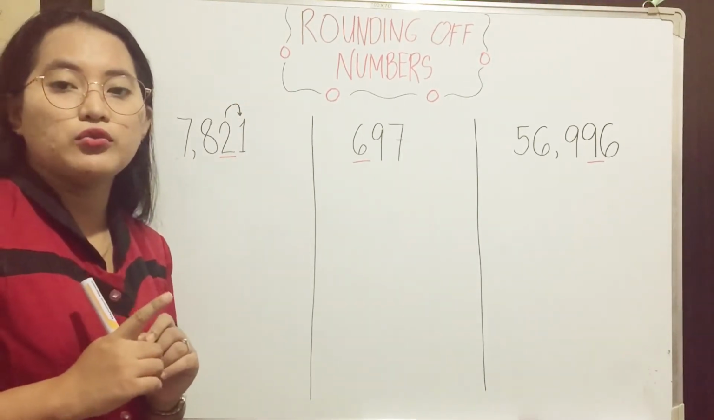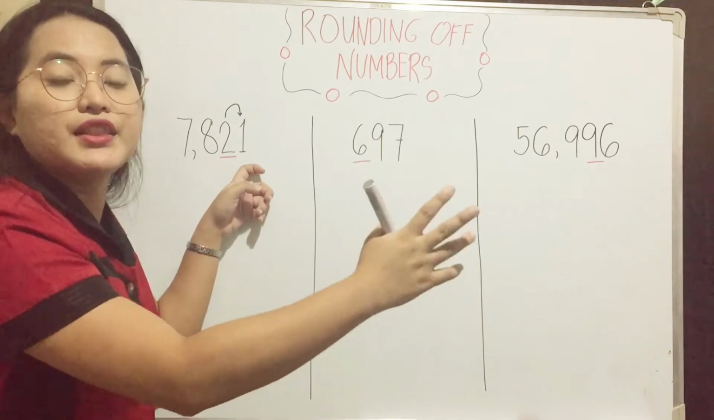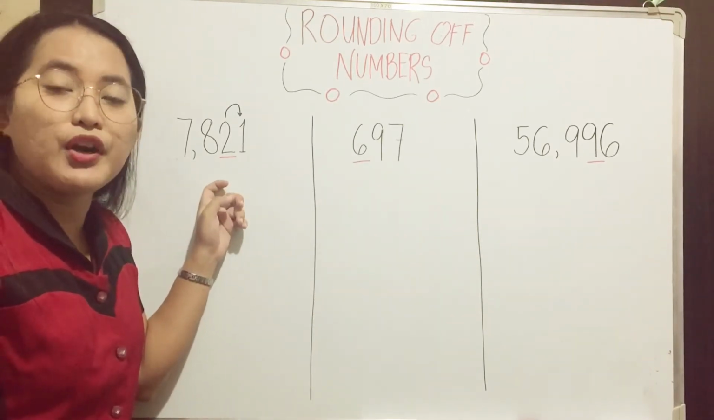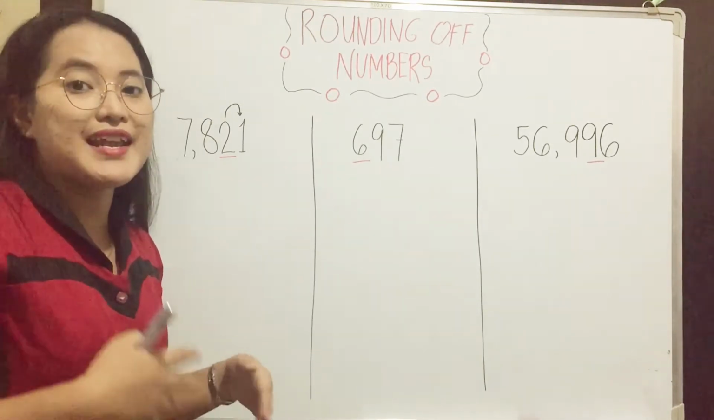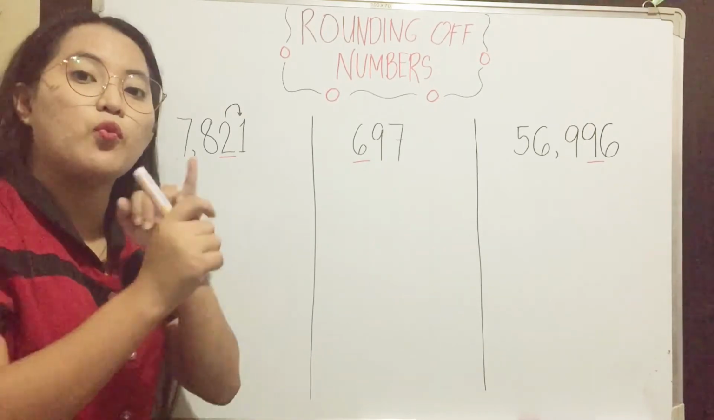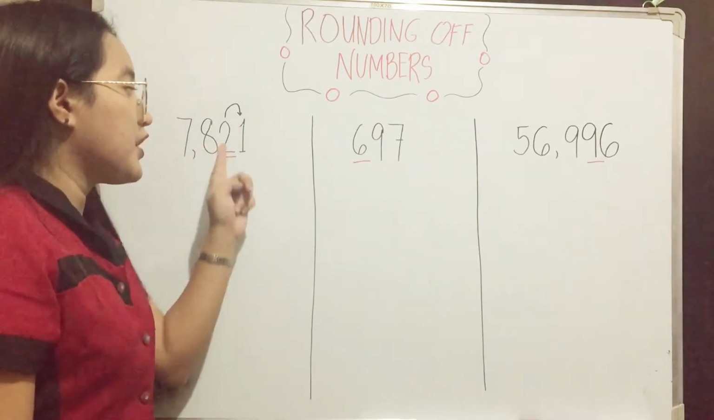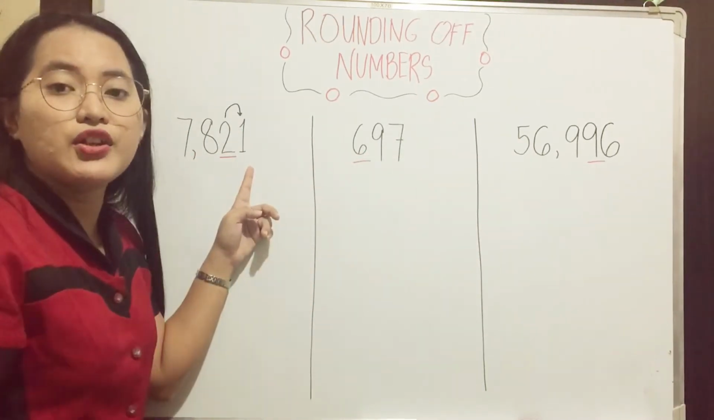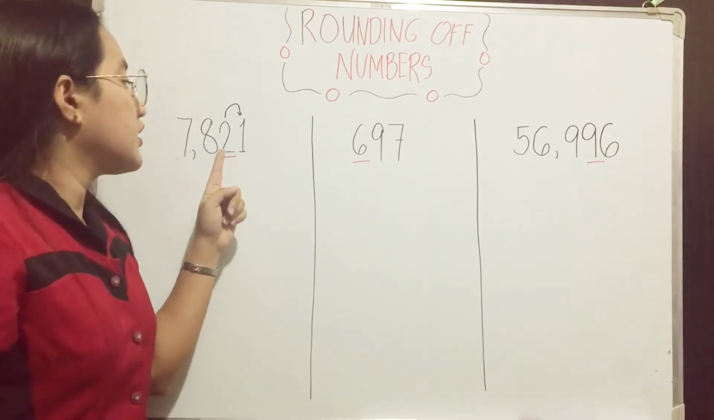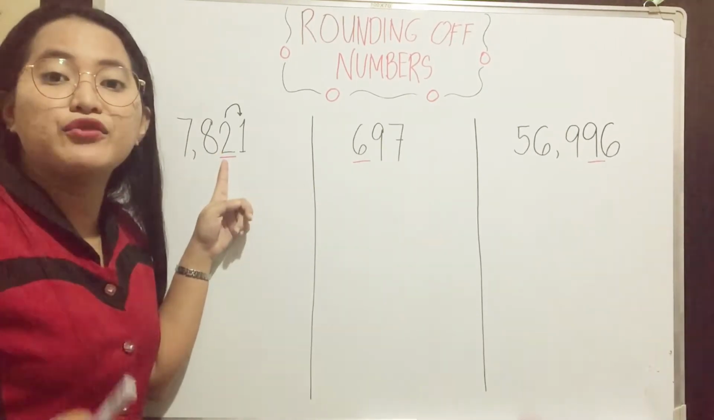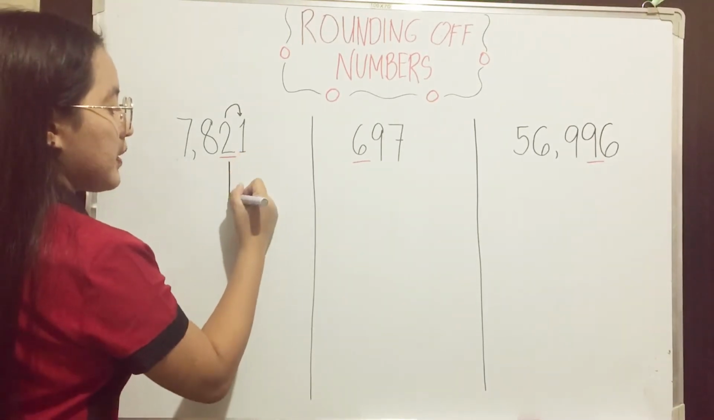First rule according to rounding of numbers: if the number at the right side of the underlined number, the number that you have to round off, is less than 5, and when we say less than 5, those are the numbers 1, 2, 3, and 4, then the underlined number will still remain. We have to copy the 2.